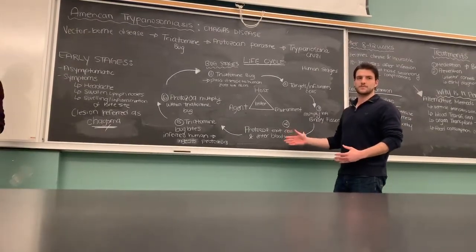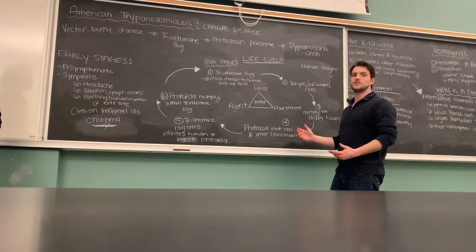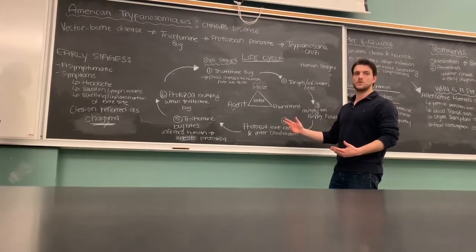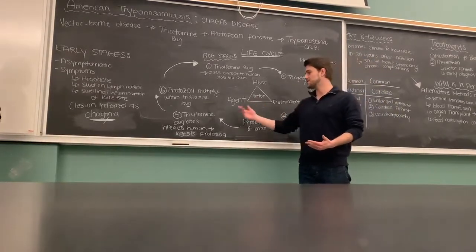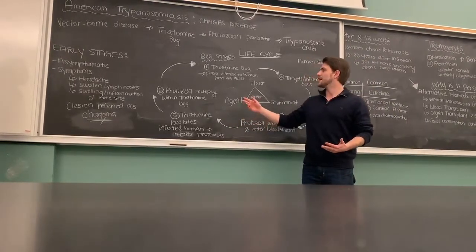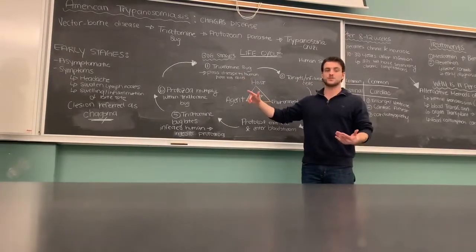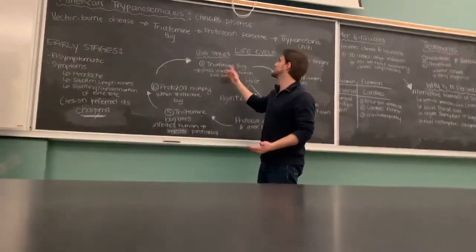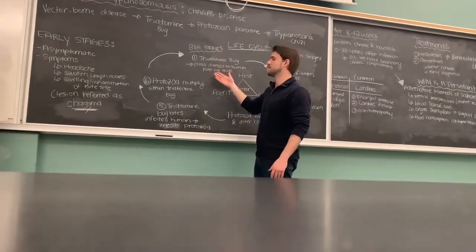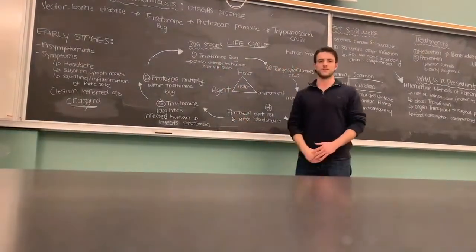After the protozoa are in the bloodstream, a new triatomine bug bites the host and ingests the protozoa. The protozoa then multiply inside of the triatomine bug, and then they are ready to be excreted again, and then it goes back to the first step where the triatomine bug bites a new human host, and then they defecate on the bite location, and it starts the process all over again.